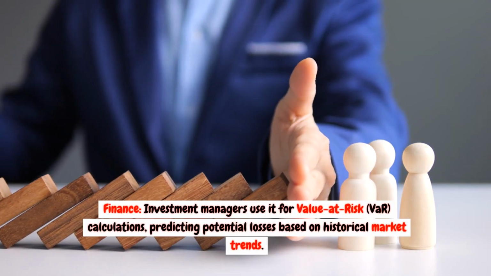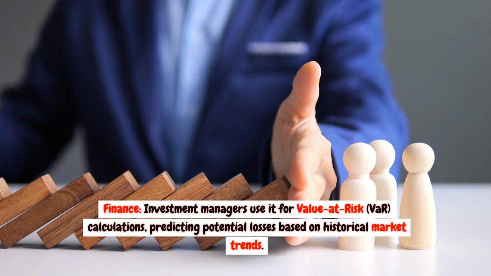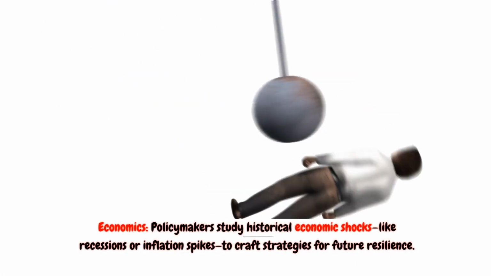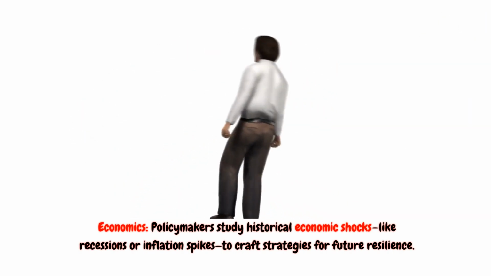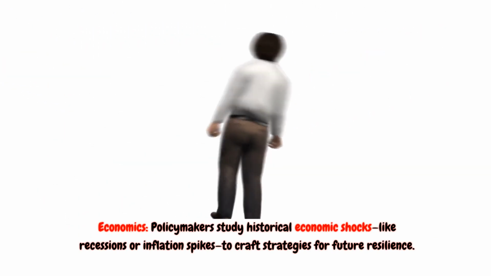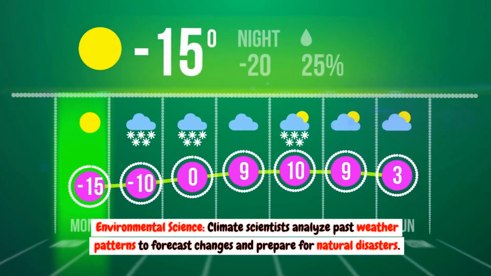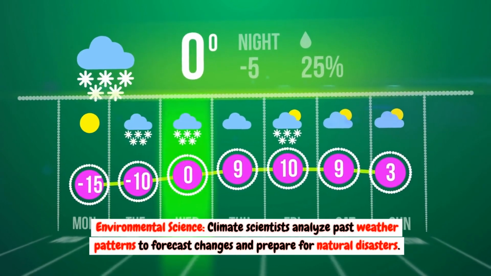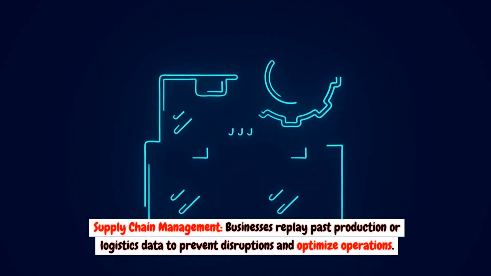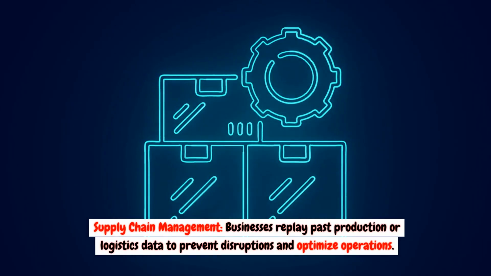Finance. Investment managers use it for value at risk, VAR, calculations, predicting potential losses based on historical market trends. Economics. Policymakers study historical economic shocks, like recessions or inflation spikes, to craft strategies for future resilience. Environmental science. Climate scientists analyze past weather patterns to forecast changes and prepare for natural disasters. Supply chain management. Businesses replay past production or logistics data to prevent disruptions and optimize operations.